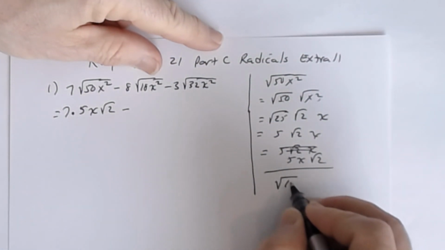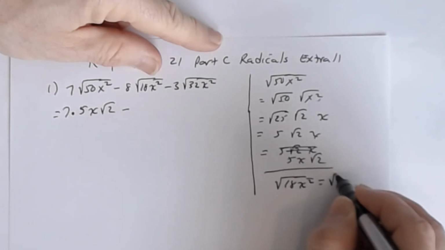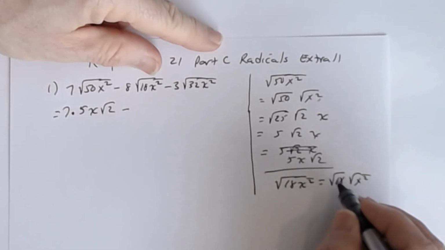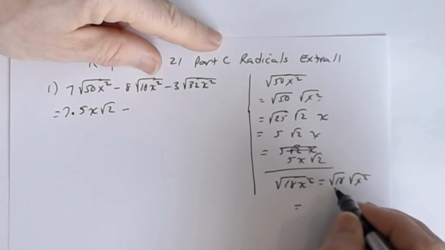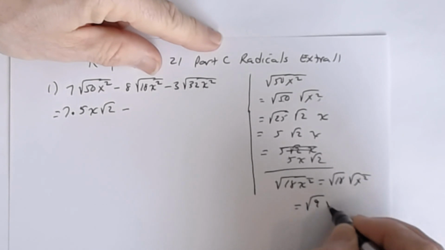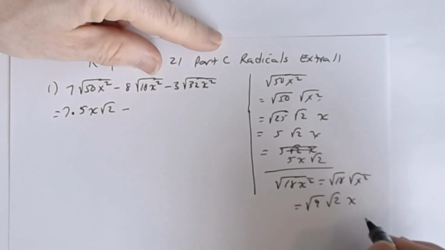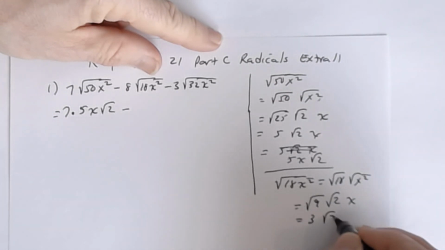I have the square root of 18x squared. Using that same idea, that's the square root of 18 times the square root of x squared. I can simplify the square root of 18, because 9 is a perfect square that goes into 18. So the square root of 9 times the square root of 2. And the square root of x squared is just x, because x times x is x squared. And the square root of 9 is 3. So you get 3 square root of 2 times x.